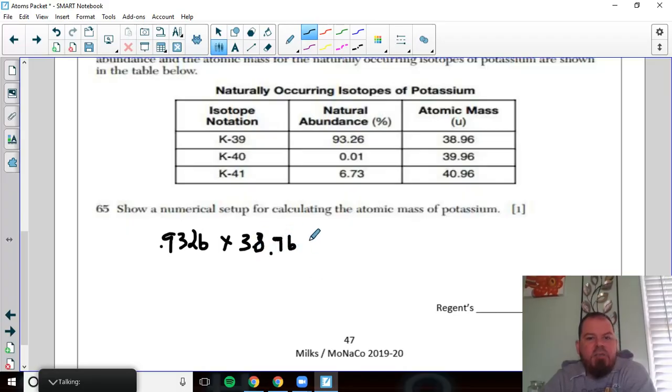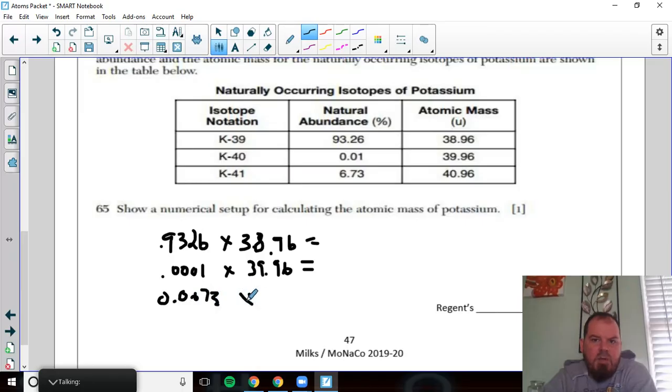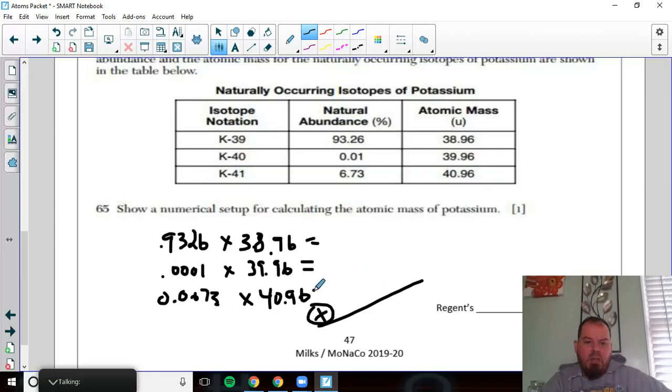Oh, see, this is why I didn't do it this way, because then it's tough to show you that you add them up. But this is how we did it, right? And I take this 0.01, and that's 0.0001 times 39.96 equals, and then I have 0.0673 times 40.96, and then add up the answers. This is how we did it in our notes.